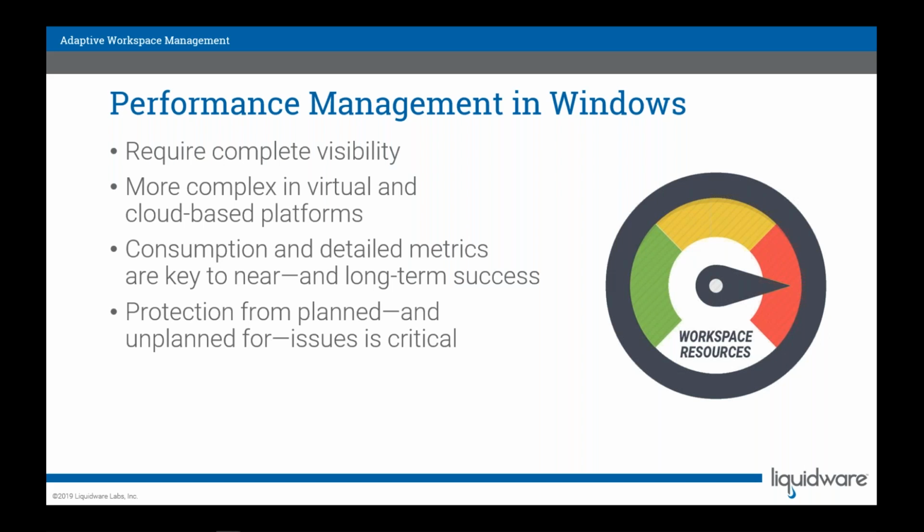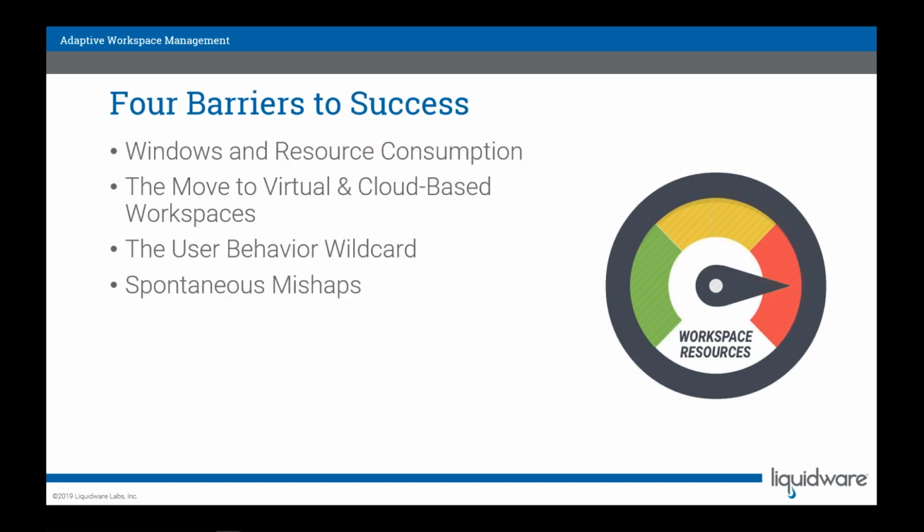So protection from both planned issues, things that you know or you're putting into place, and unplanned-for issues really becomes critical. Let's take a look or talk specifically about some of the barriers and some of the things that we've seen. And I've put them in a couple of key buckets. We're going to talk about these four things here for the next handful of slides.